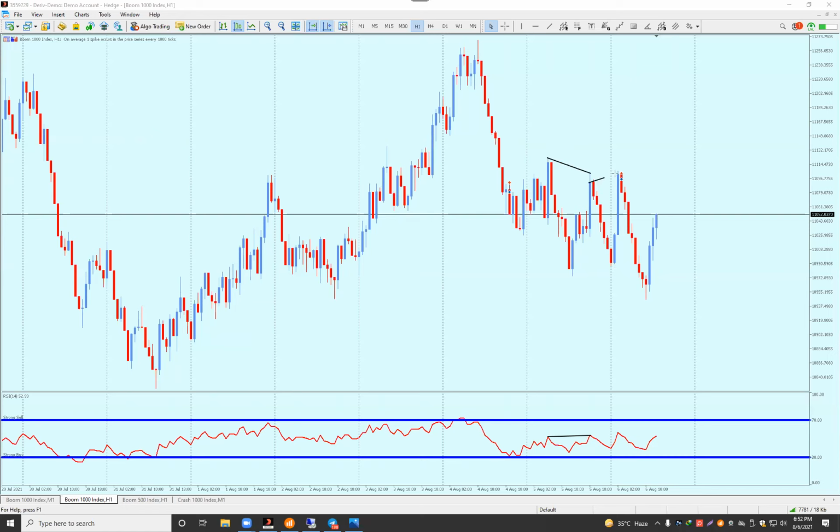Again, see this movement and this movement. If it is right, then okay. But if it is against you, then you can think about the divergence reversal. Here, we are in a boom. Definitely, we will take the opportunity for the buy always.